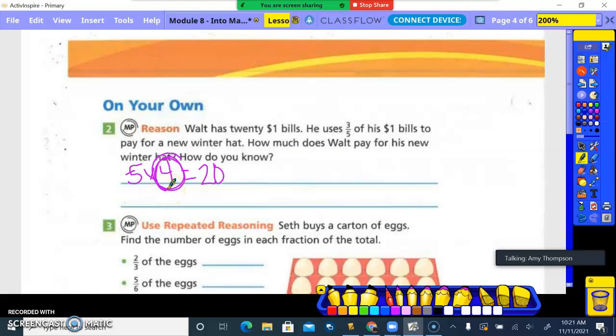Okay. Now we've kind of talked about the denominator and used it. Now what are we going to use? The numerator, right? So what am I going to do with that 4 and that 3? Multiply them, right? So 4 times 3 equals 12. So how much does Walt pay for his new winter hat? $12.